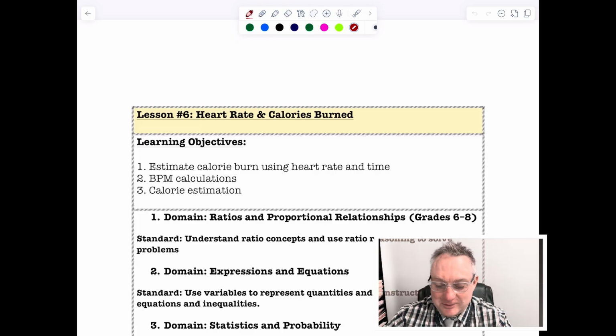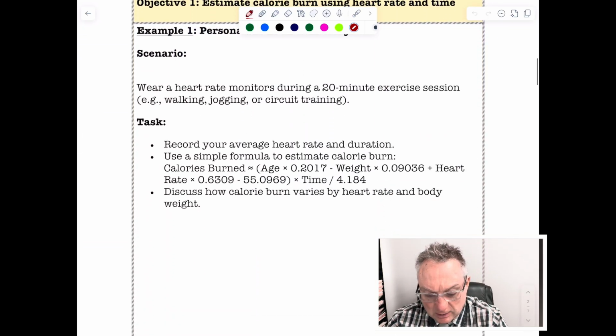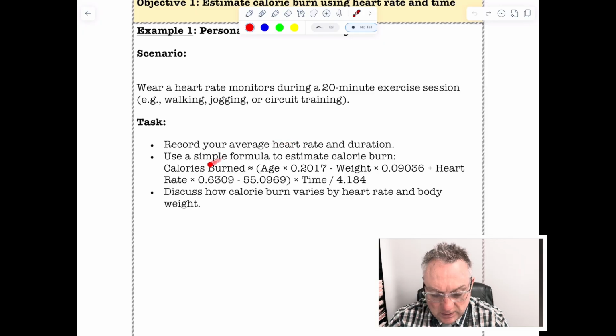This is part of our Running the Numbers series. So we're going to look at some of the numeracy skills involved with figuring out your heart rate and calculating your calories burned and so forth. Our first scenario is that we're going to record our average heart rate, and then use this formula, which we've seen before, for calories burned, and discuss how calories burned varies based on heart rate and body weight.